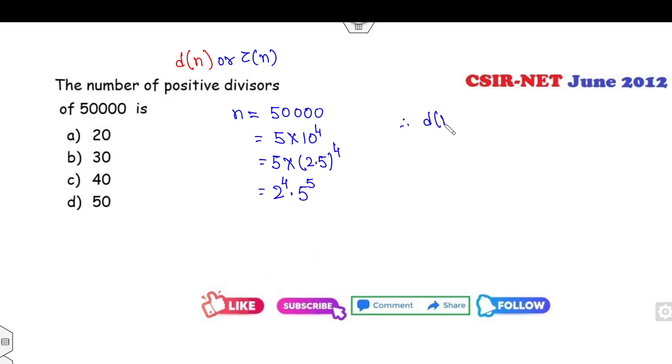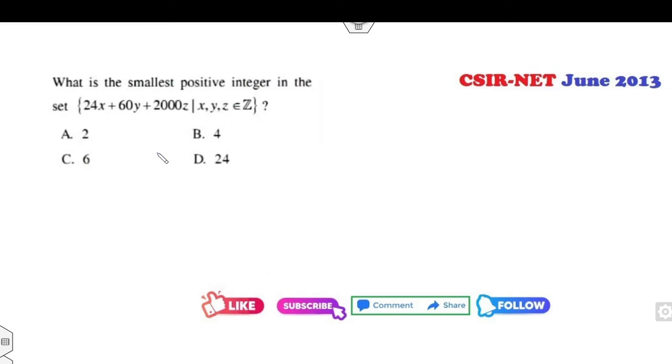So what is the d of n? The power is 4 plus 1, power is 5 plus 1. So that will be 5 into 6, 30 is the correct answer of this problem. You can see it is a very simple approach. There is no need to think about that. Just remember the tips I gave you initially.